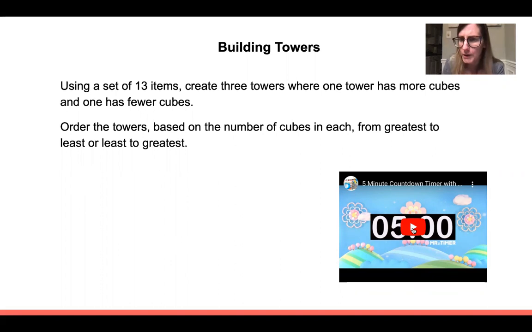If you think of one way to do it, draw it, and then try to think of another way you can make your city have 3 towers. Here we go.